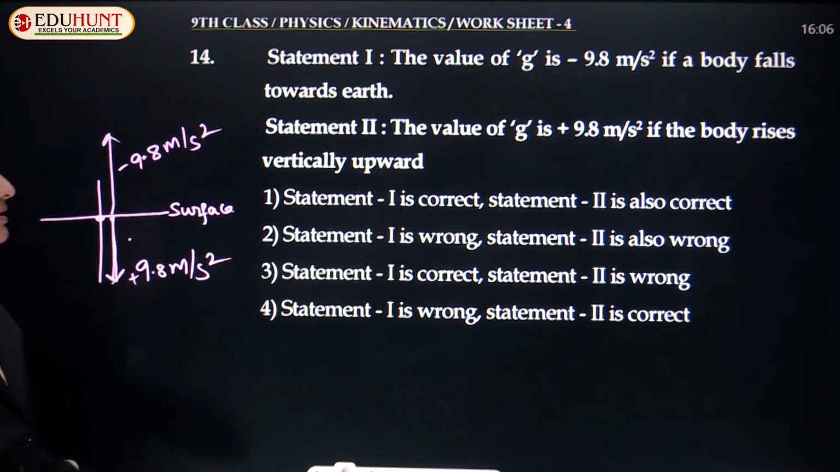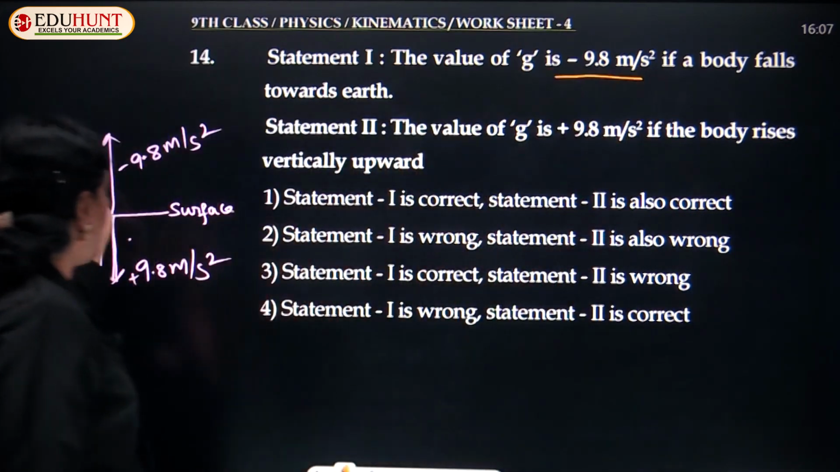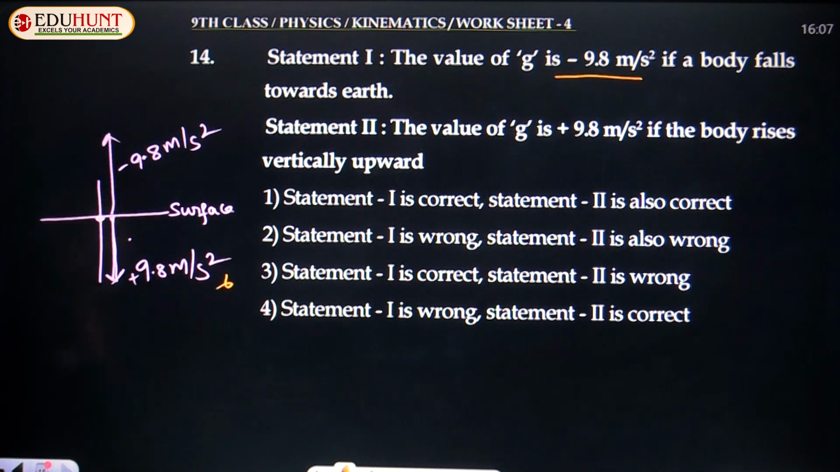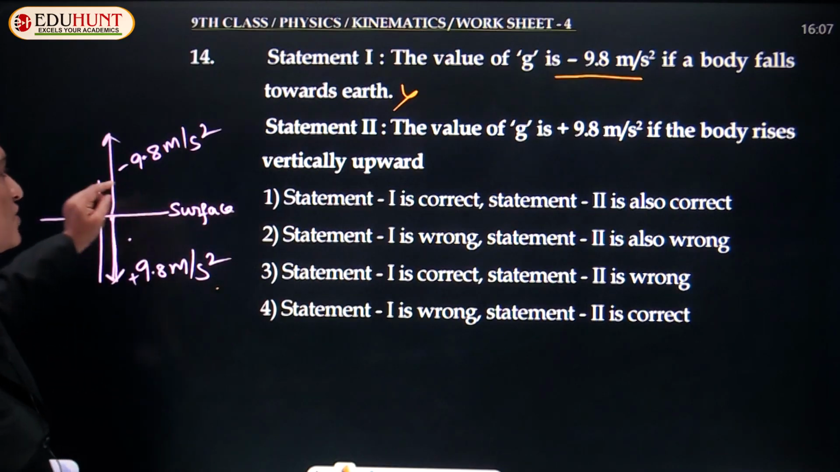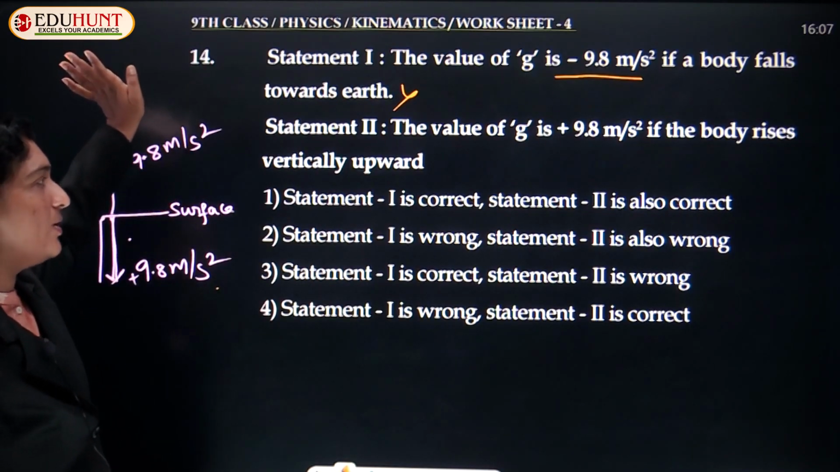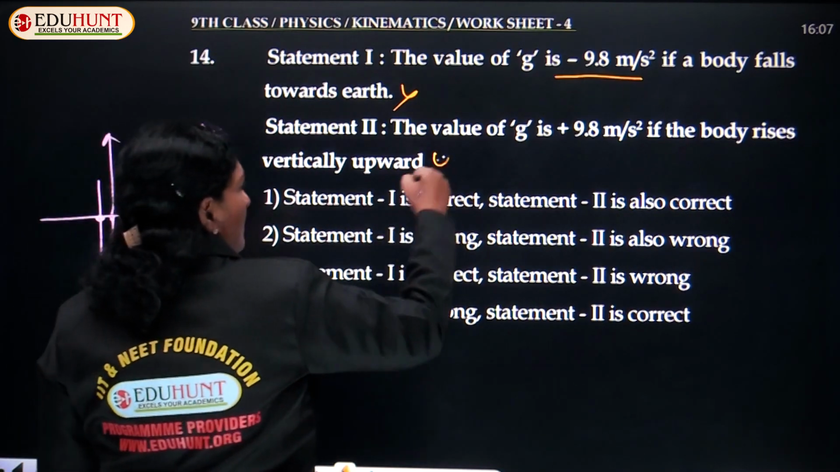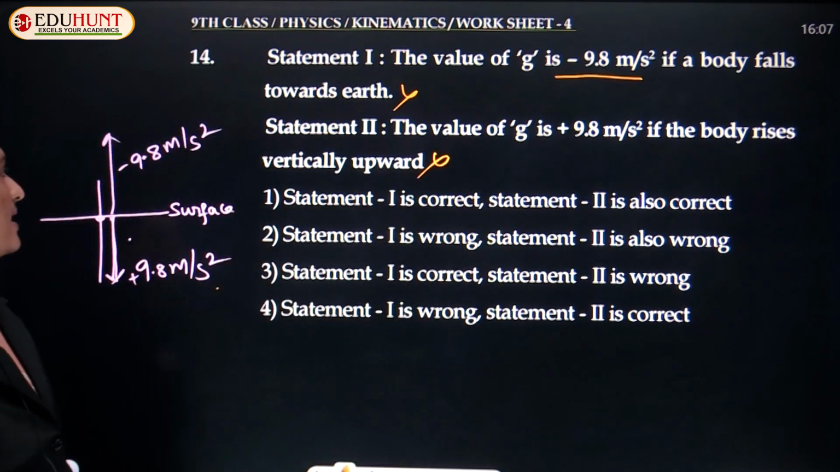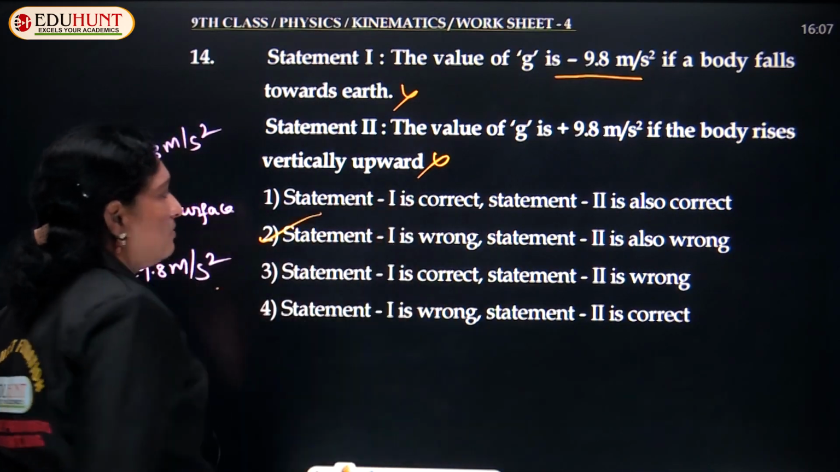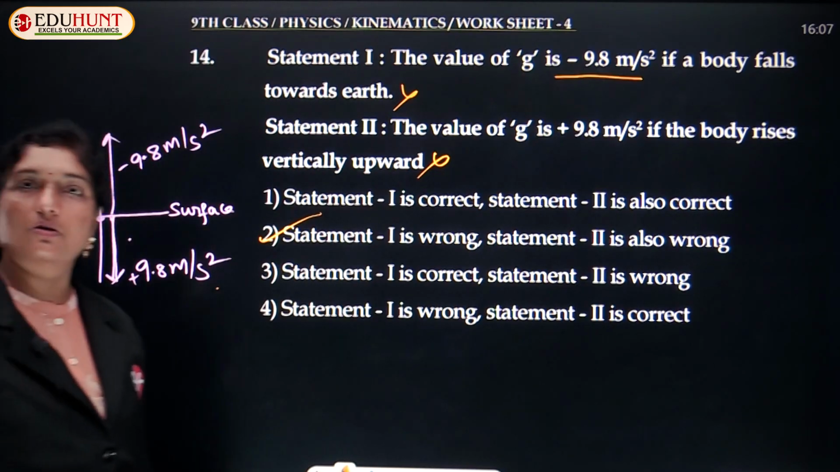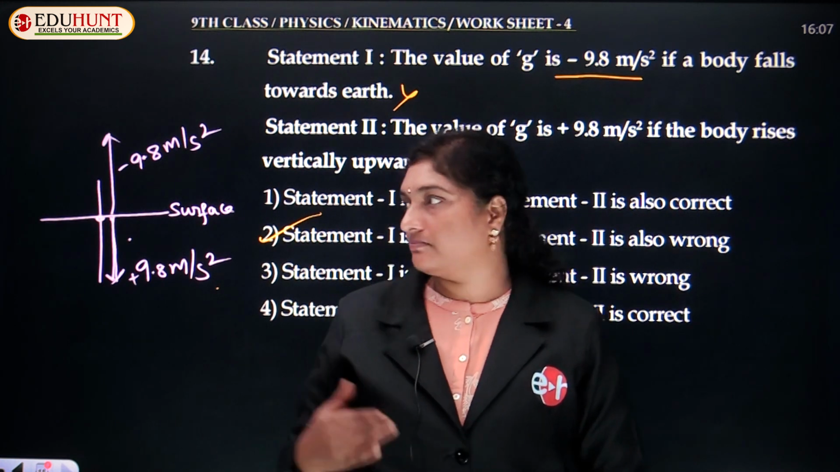Now let us look at the question. The value of g is minus 9.8 meter per second square if the body falls downwards. Is it true? No. So the first statement is false. Similarly, the second statement: the value of g is plus 9.8 meter per second square if the body rises vertically upwards. But for upwards, what we have considered is minus 9.8. What has been given is plus 9.8. Both the statements are wrong. So the correct option is that statement 1 is wrong and statement 2 is also wrong. So with this, we have concluded the exercise numericals of the given chapter.